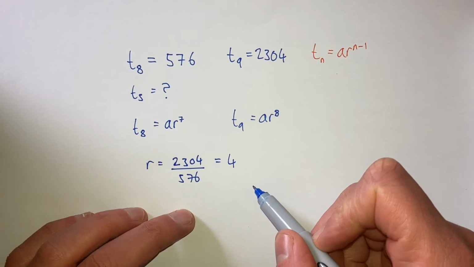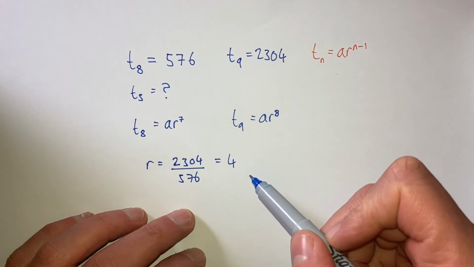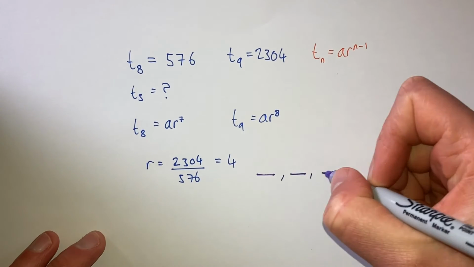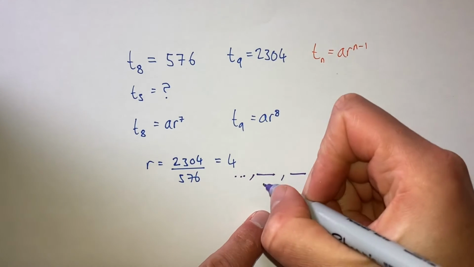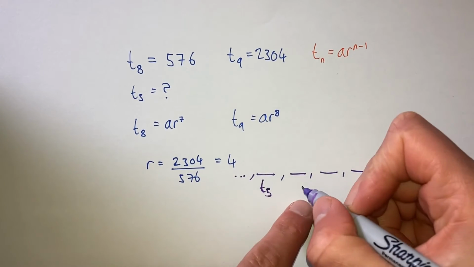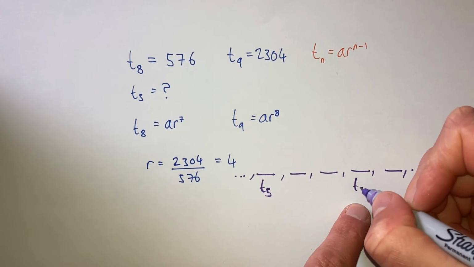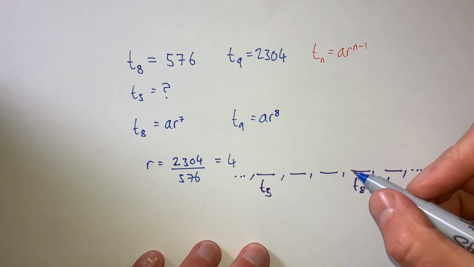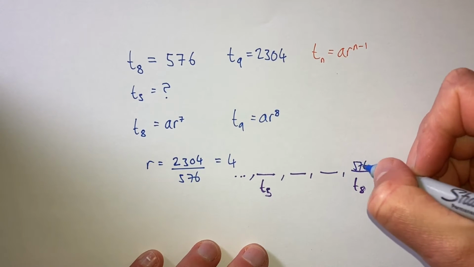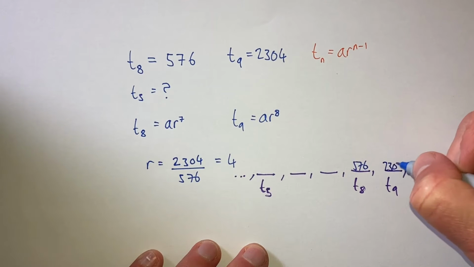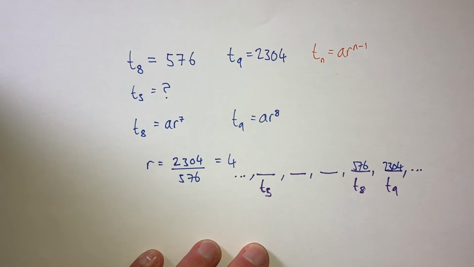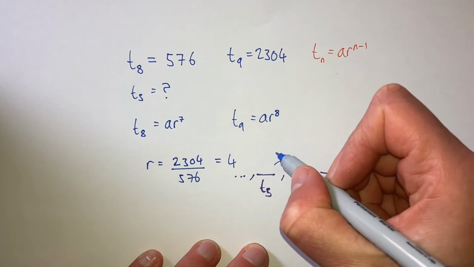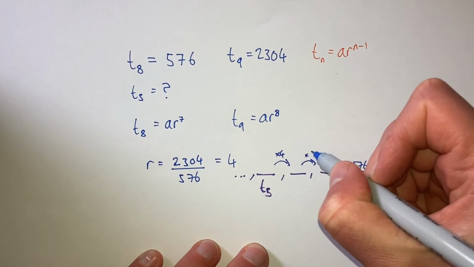So the common ratio of this geometric sequence is 4. Let's draw out what we've got. So if this here is the fifth term, then we've got the sixth, the seventh, the eighth term and the ninth term. We already know that the eighth term is 576 and the ninth term is 2304. We know the common ratio now is 4, which means that these terms get multiplied by 4.